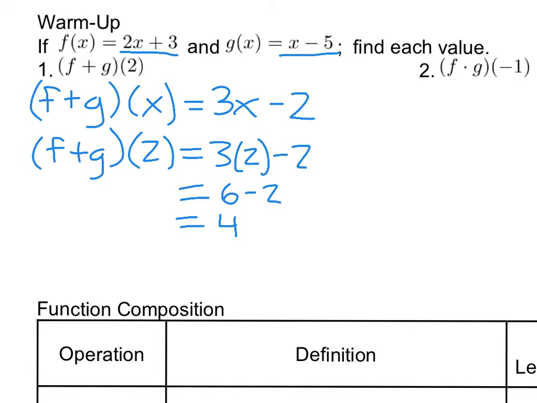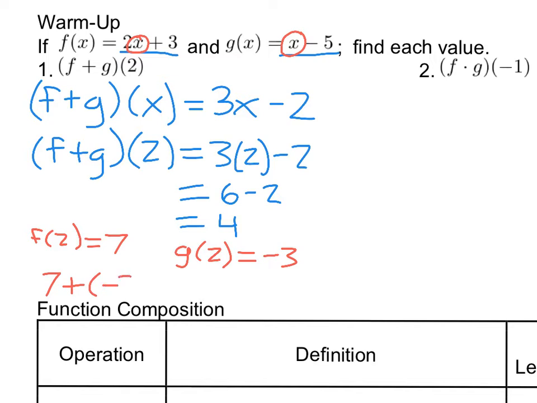Your other option is plug in 2 first to each of them and then add them together. So if I plug in 2 here, f of 2 would be, we could do that mentally, 2 times 2 is 4, plus 3 makes 7. And then if I plug in 2 here, g of 2 would be 2 minus 5, or negative 3. And then I just take the two answers and I add them together.